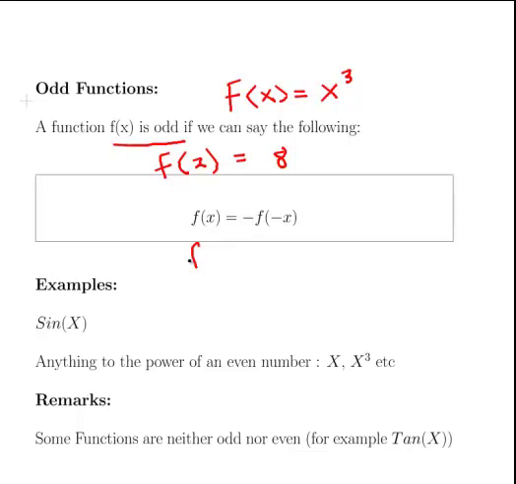Now, f of minus 2 equals minus 2 cubed, and that's equal to minus 2 times minus 2 times minus 2. That's equal to minus 8. Okay, and there we could say that f of x is equal to minus f of minus x. So in that case, this would be an example of an odd function.